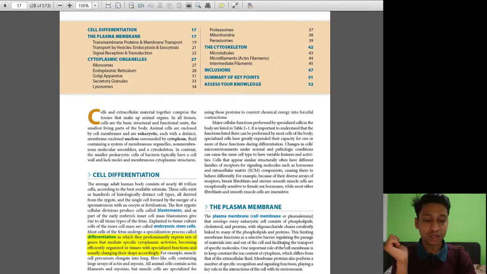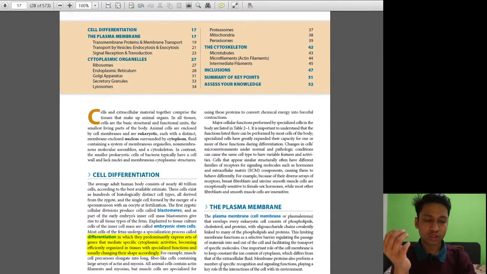So one important role of the cell membrane is to keep constant the ion content of the cytoplasm, which differs from that of the extracellular fluid. So the important role is controlling and maintaining the ion concentration inside the cell, which is different than outside the cell, that is the extracellular matrix.